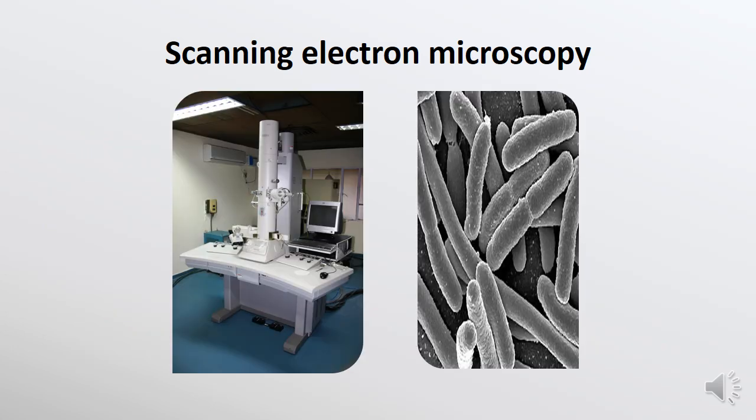So this is how a scanning electron microscope looks like. Usually it's large and takes a lot of space, and usually the room is fully equipped with air conditioning, because this works with electrons and produces a lot of heat. And this is what the image will look like. Usually it comes in black and white because it's working with electrons. Electrons don't produce any color.